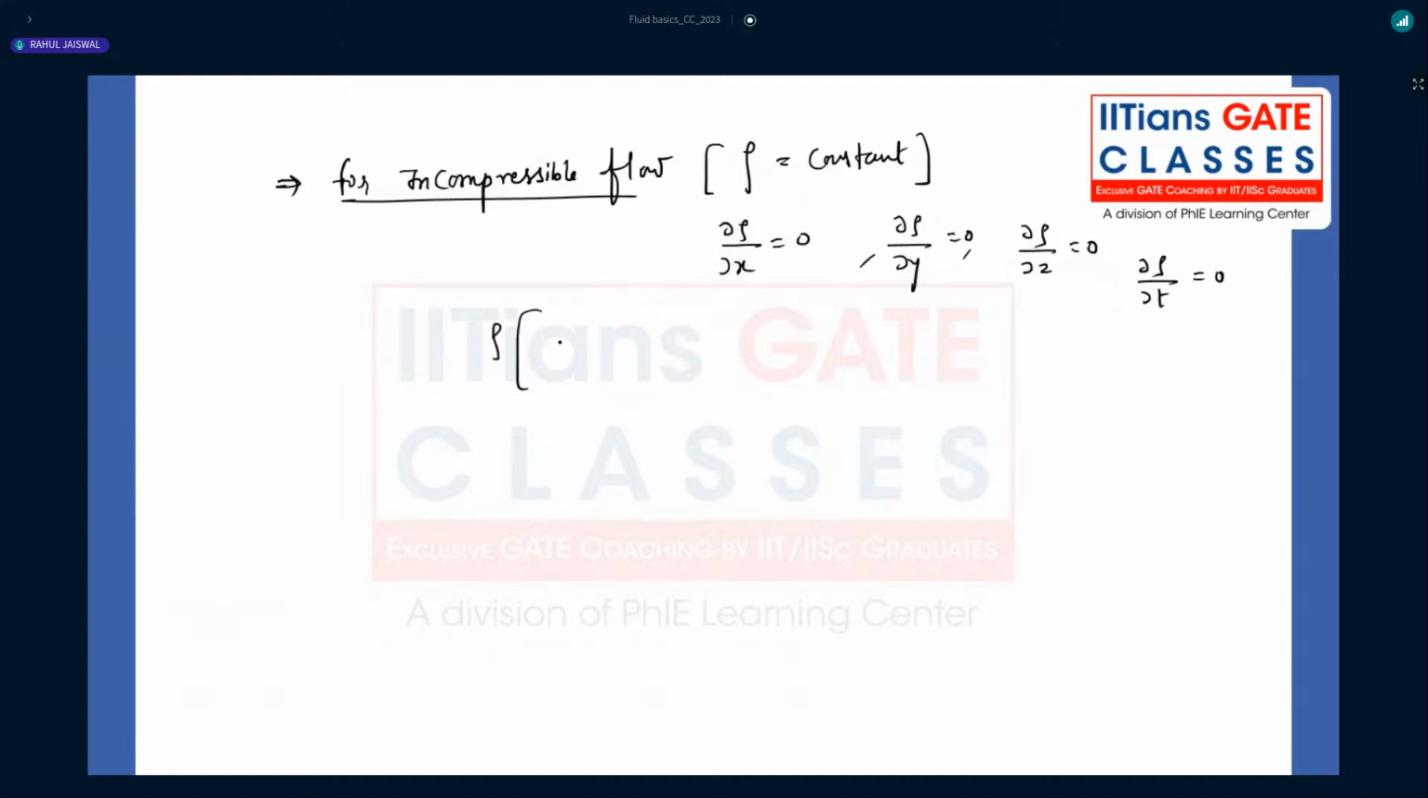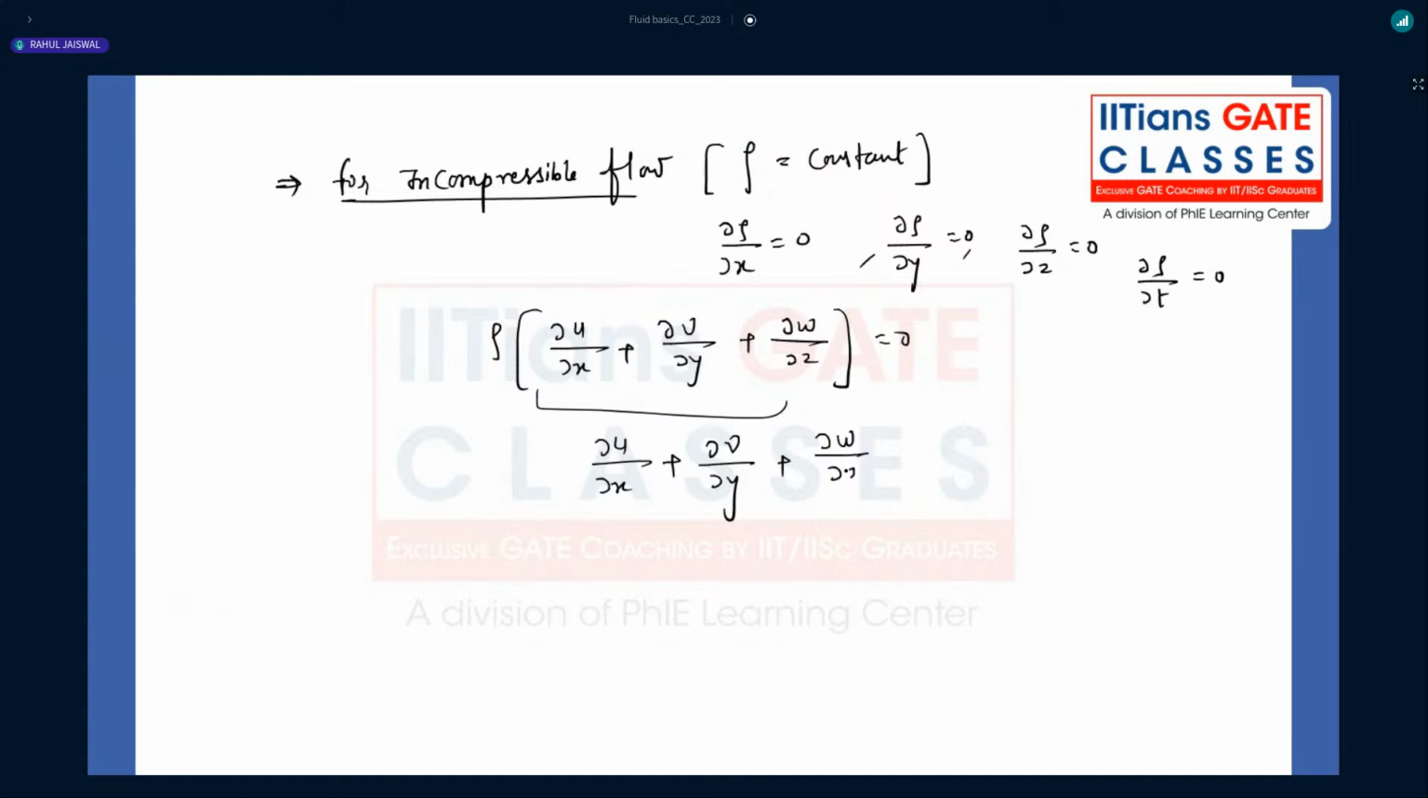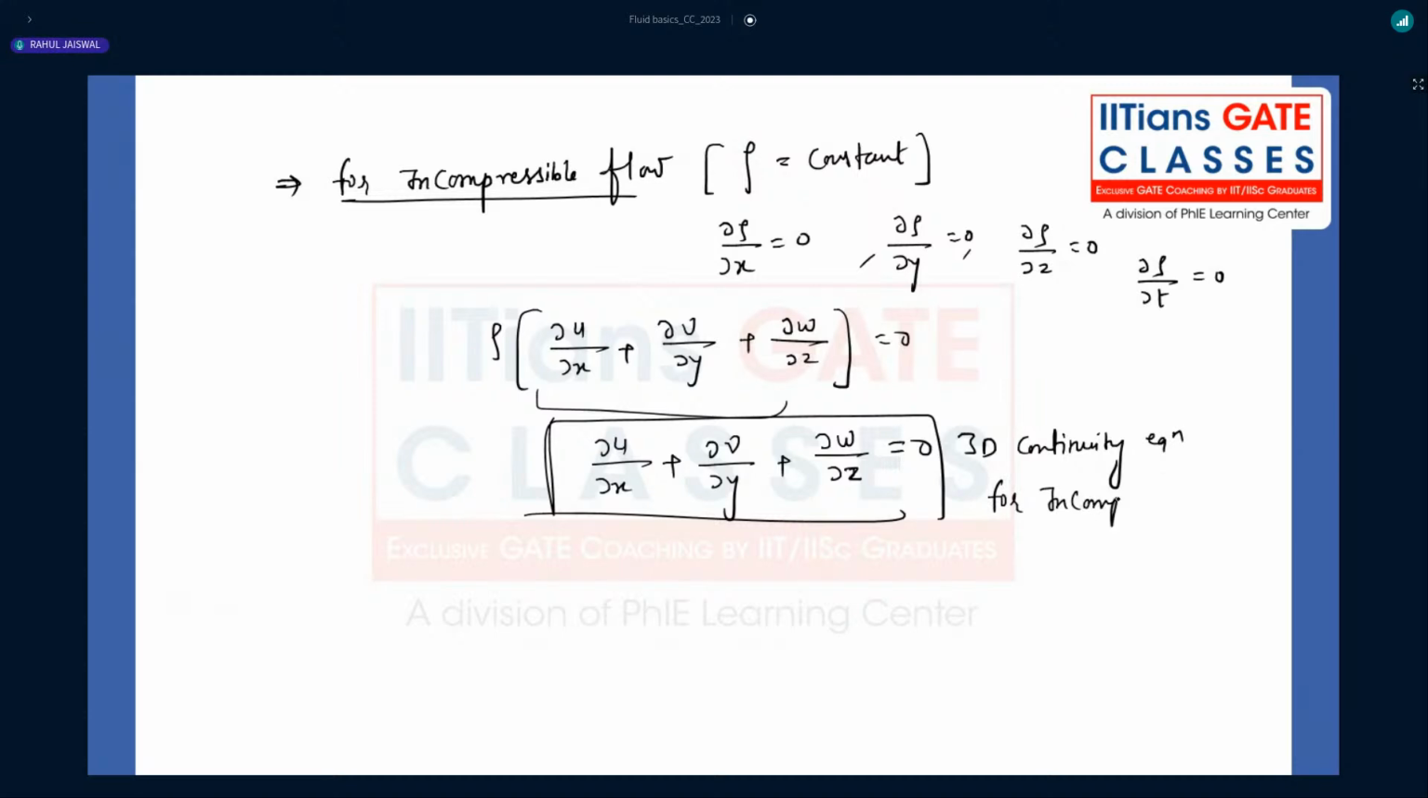Then you will have this equation ∂u/∂x + ∂v/∂y + ∂w/∂z equal to 0. Rho cannot be 0, so this term will be 0. So what can you write? ∂u/∂x + ∂v/∂y + ∂w/∂z will be 0. This is the 3-dimensional continuity equation for incompressible flow. Right? Make a note of it.